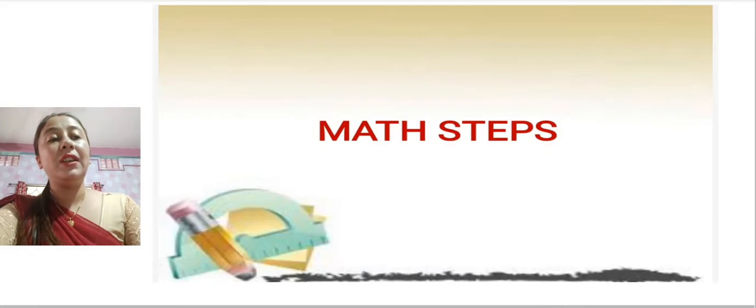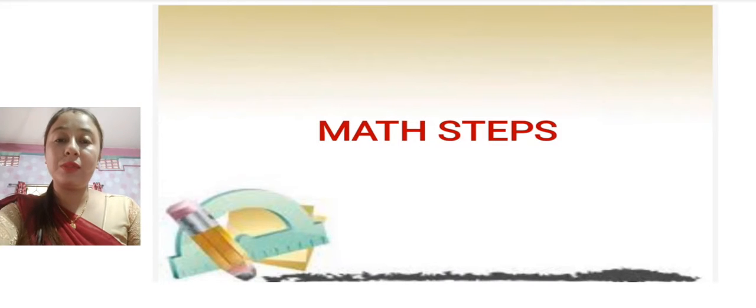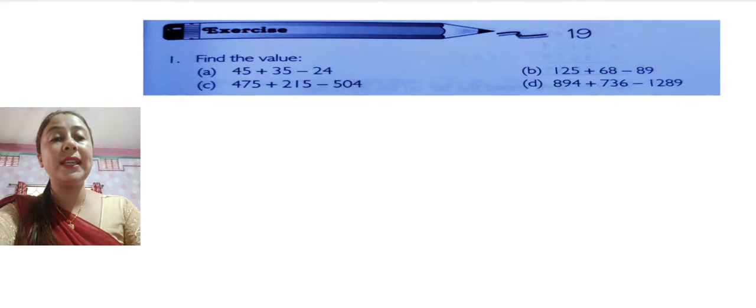So children, all of you get ready with your math steps book and copy. Today we are doing the sums in your copy. We are continuing with chapter 4, addition and subtraction. Exercise 19. All of you open exercise 19, page number 67. So get ready to do the sums. Are you all excited? Yes.